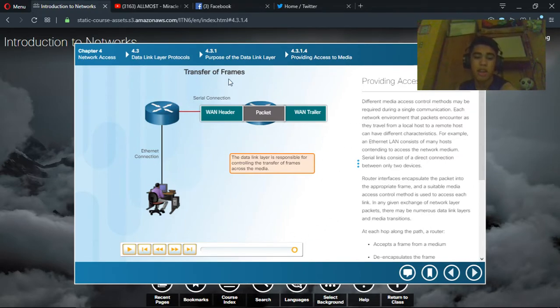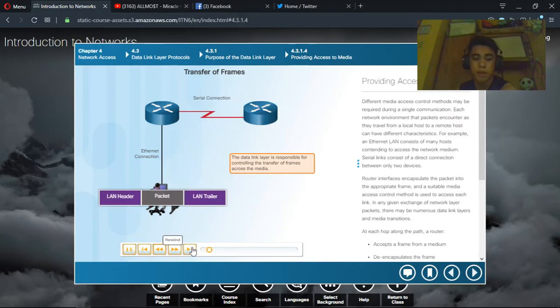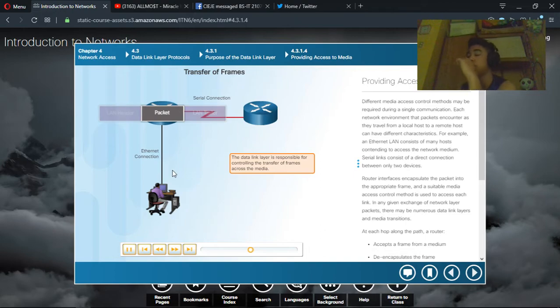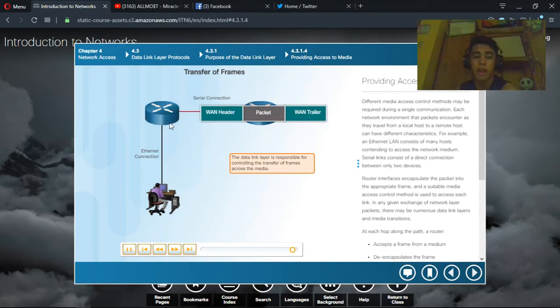In this figure, the data was transferred in frames. The first transfer is inside the LAN of a router. Then after our router, if it needs to travel across a serial connection, the LAN header and the LAN trailer will be changed to a new header and a new trailer to travel across the serial connection.